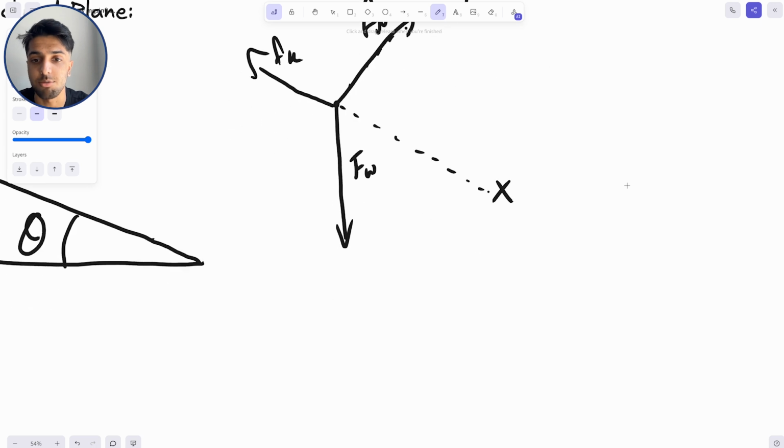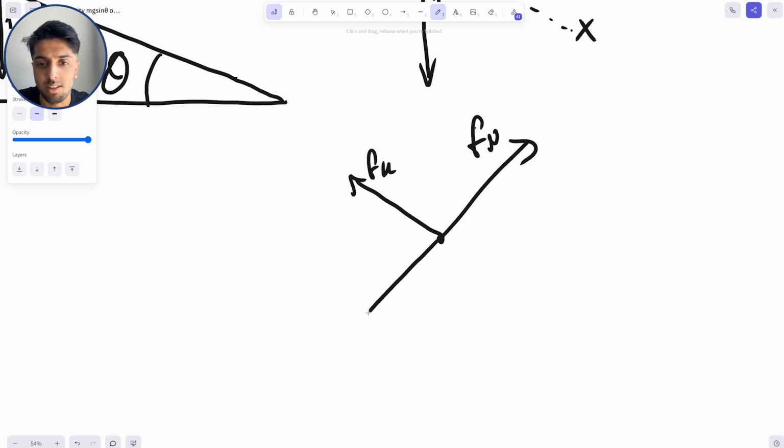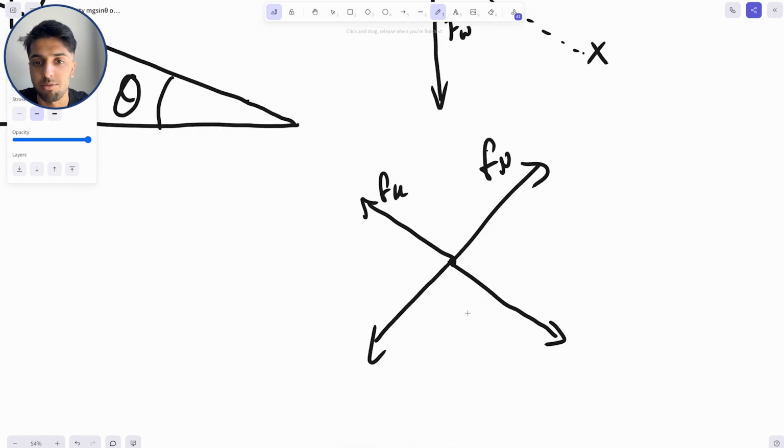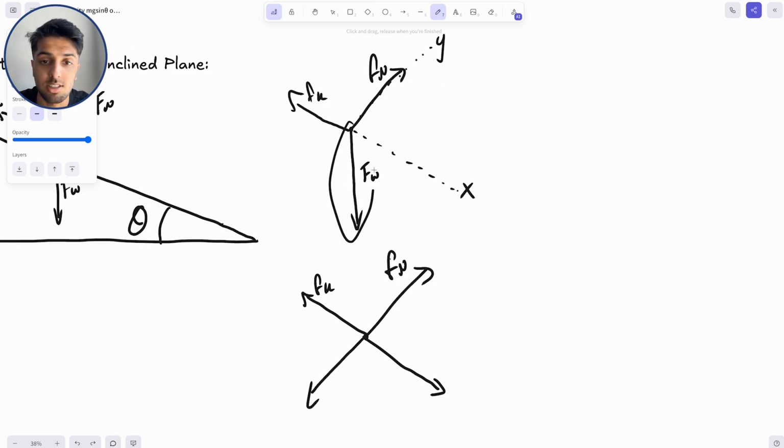So now, if we draw another diagram, we have our Fn and we have our Fk. And this means we have two components of our weight force. One of these is mg sine theta, and the other is mg cosine theta. We don't know which one's which. That's what we're trying to find out. If we compare these two diagrams together, you can see the weight force is just being distributed by these two vectors on the bottom diagram.